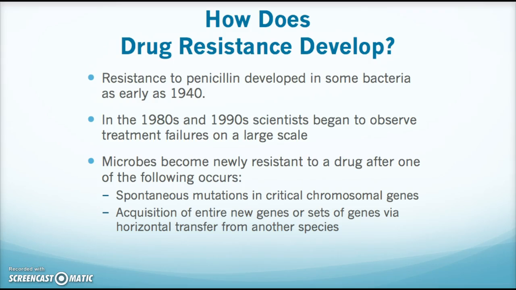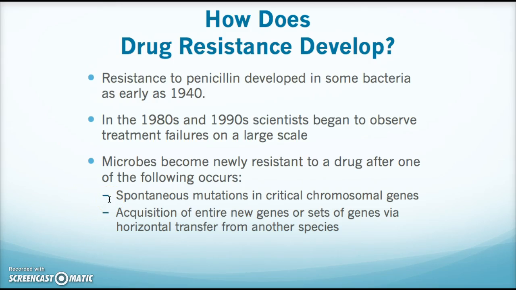So how does drug resistance develop? It started as soon as we started using penicillin. So it was even seen in 1940 when penicillin was first developed. Into the 1980s and 1990s, we began to see it on a much larger scale. Part of that is probably the increase of antibiotics in the medical field.